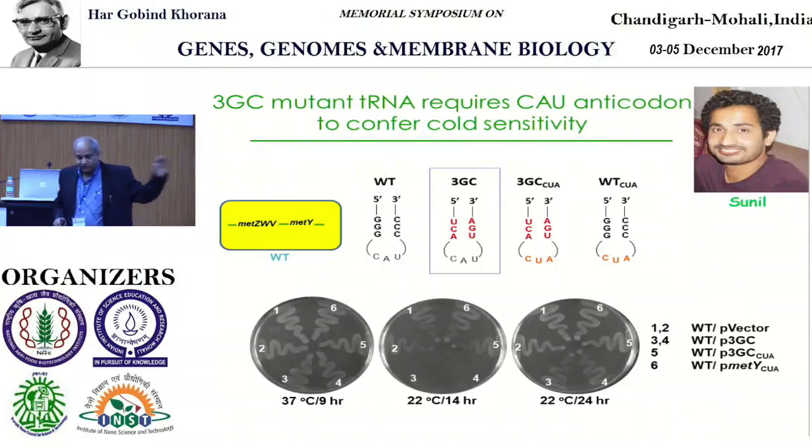Now, one would have wanted to work with the situation when we delete the 3 tRNA genes and overproduce the 3GC base pair, but that's a very, very tough situation. The bacteria doesn't like it, keeps coming back with suppressors. And therefore, we didn't pursue that one.